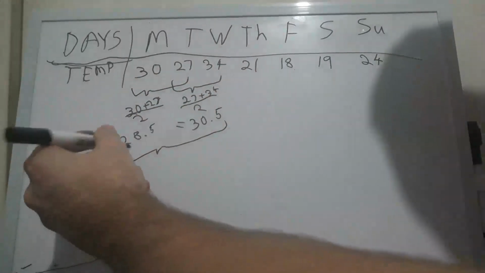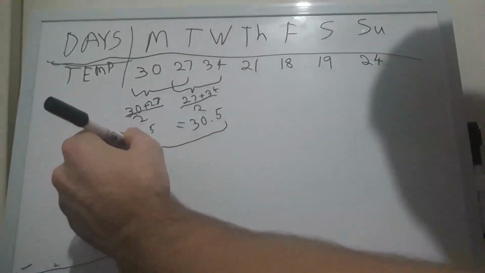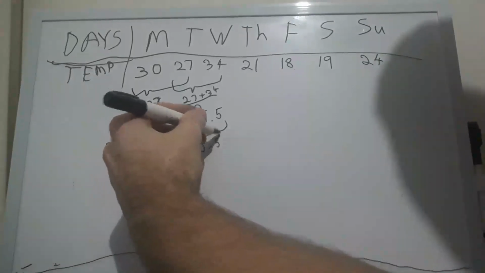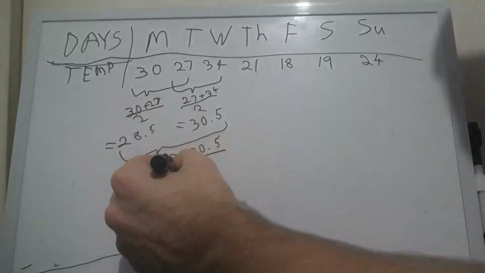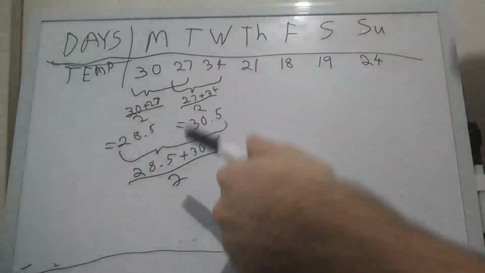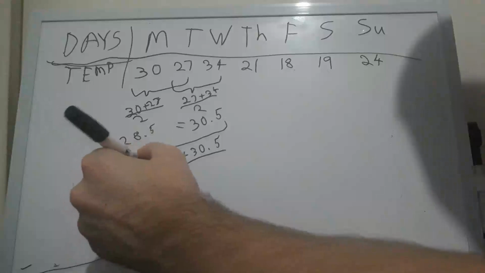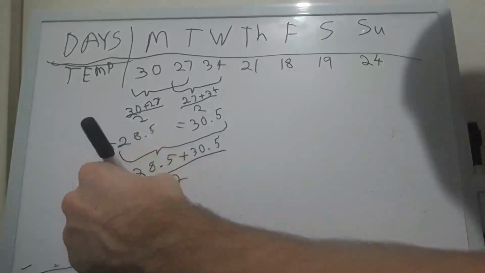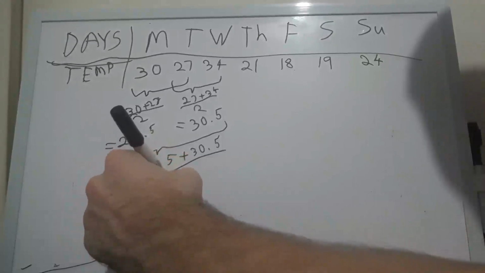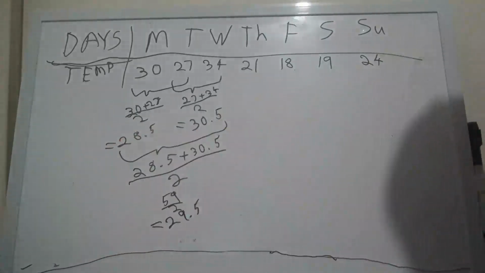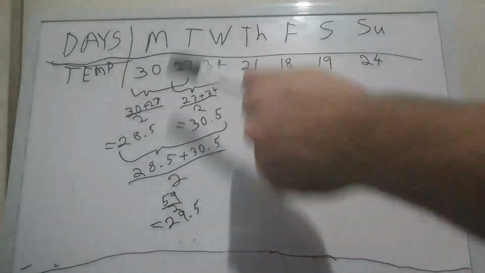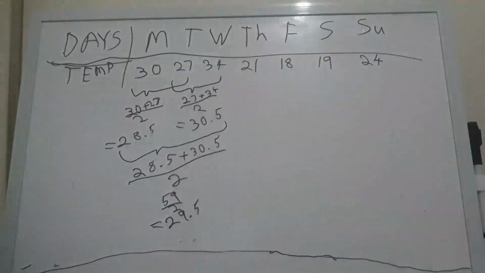So that would be 28.5 plus 30.5 divided by 2. What do we got there? That's 59 over 2, which is equal to 29.5. Yeah, that makes sense. Cool. So your answer to 2 mean smoothing with centering for Tuesday would be 29.5.